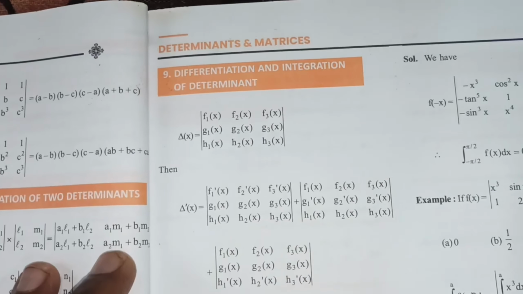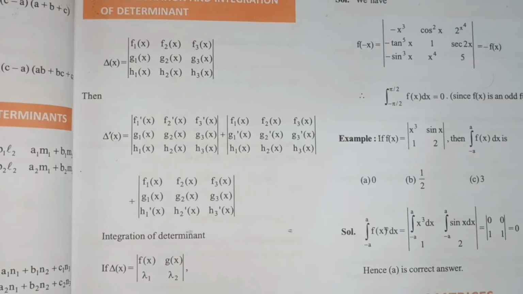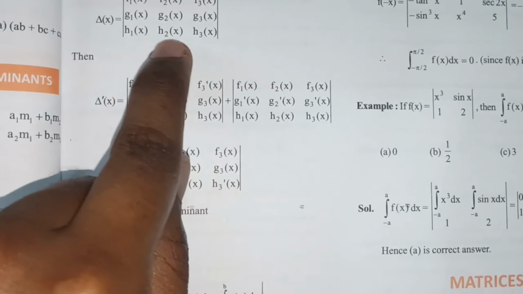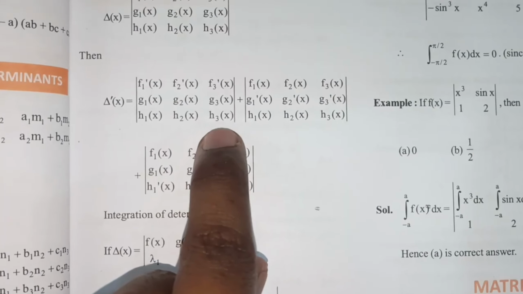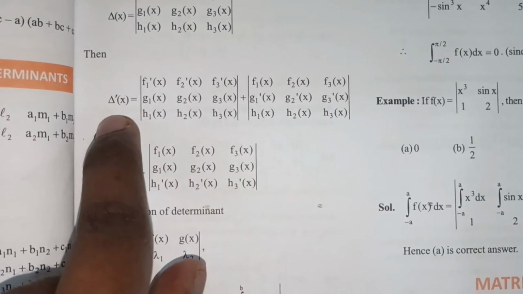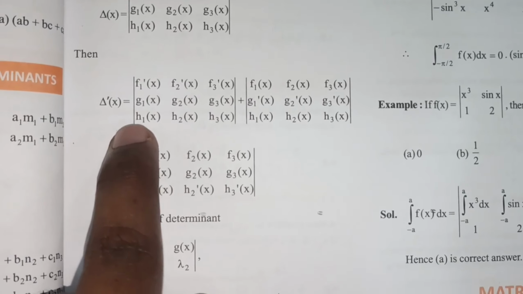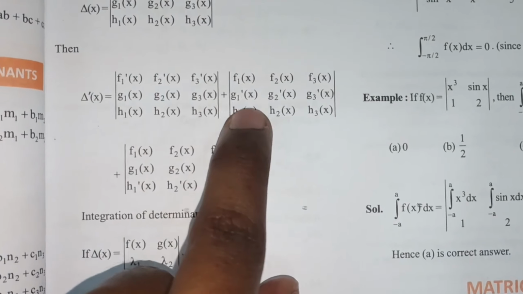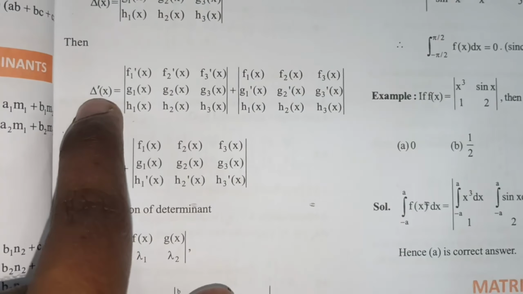So here next, differentiation and integration of a determinant. Let's understand this. F1 of x, F2 of x, F3 of x, G1, these are all there. So you can write delta dash x. Delta dash x equals what here? First you should differentiate the first row, plus the second row, plus the third row. This will be the total derivative of the determinant.